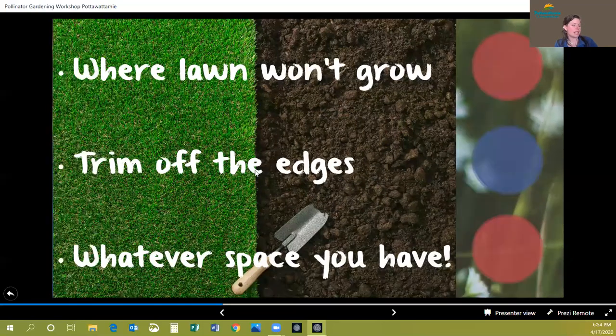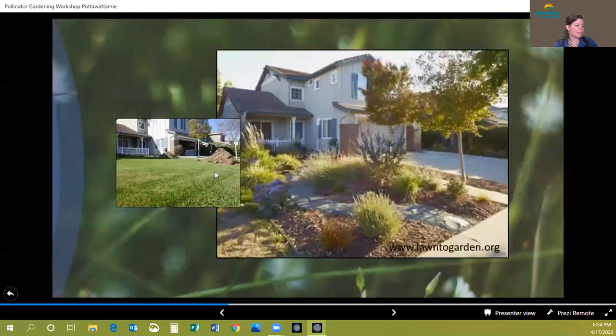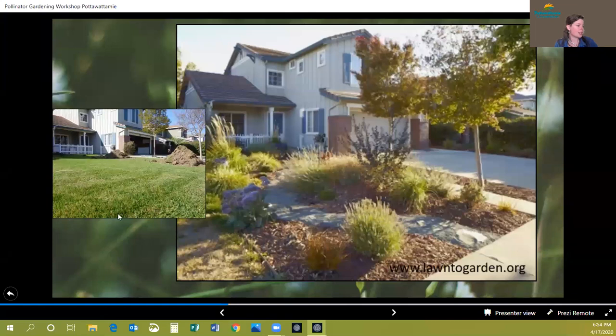Or edges. That's always really pretty when people take something like this where it's just a solid mass of green grass and they take the edges out and they put flowers and shrubs and trees right along the edges. That's a good place to start.